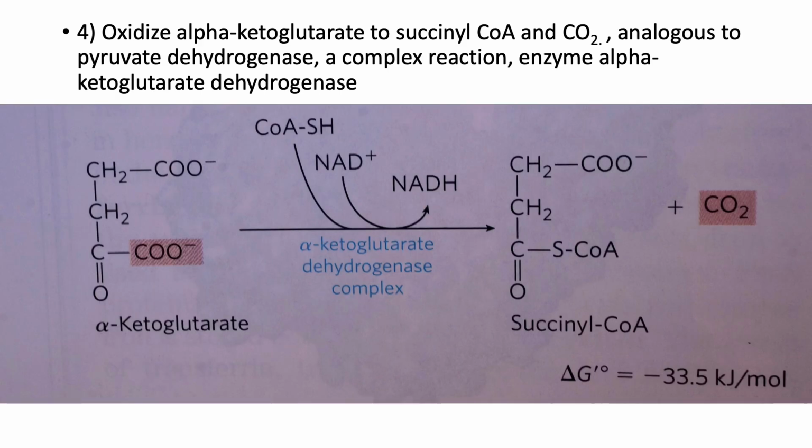Step 4 is the alpha-ketoglutarate dehydrogenase complex. In this case, you're oxidizing alpha-ketoglutarate to succinyl-CoA and CO2, analogous to pyruvate dehydrogenase that we saw earlier. It's a complex reaction, and the enzyme is alpha-ketoglutarate dehydrogenase. This is the structure of alpha-ketoglutarate going in.